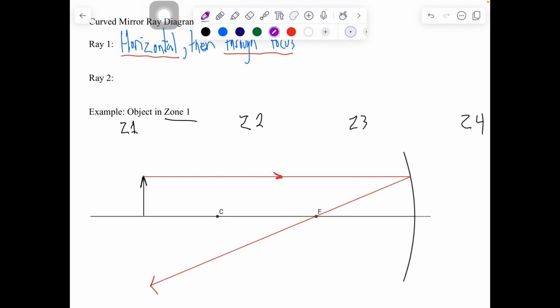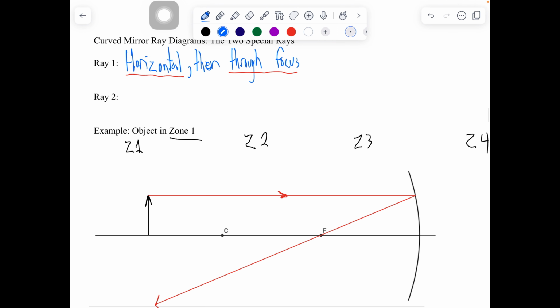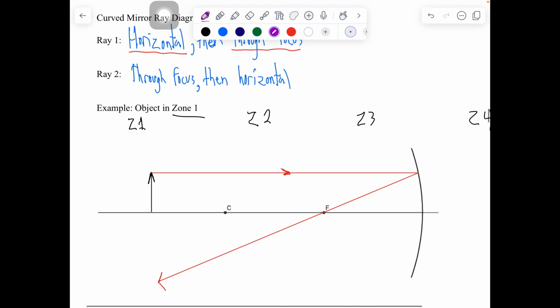So our second ray, ray number 2, is going to be through the focus, then horizontal. So let's do this in, say, purple. We're going to start at that same point. Make sure you start at the same point, the tip of the arrow. Draw through the focus until you hit the mirror. Be careful with this. Make sure you line it up nice and precise. Through the focus. That's our first step.